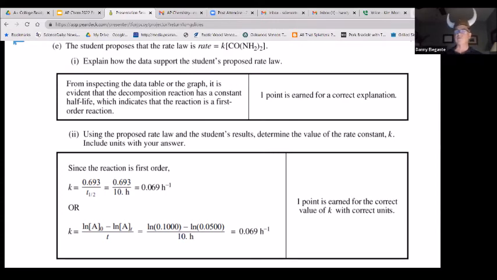So if you don't remember doing that, and maybe that was pretty easy to do, but if you don't remember kinetics, maybe make yourself a note to go back and look at first order, 0th order, second order, and how to find half-life.